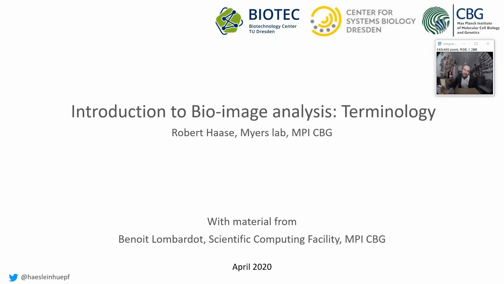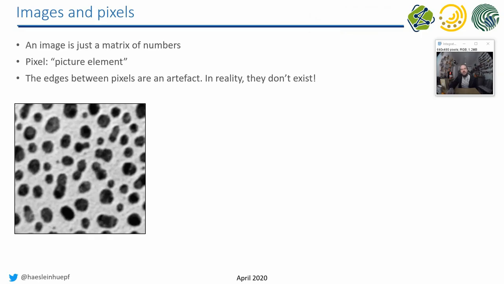Okay, that's the general introduction part. Now let's come to terminology. Terminology starts with images and pixels. An image is just a matrix of numbers, and a pixel is a part of it.